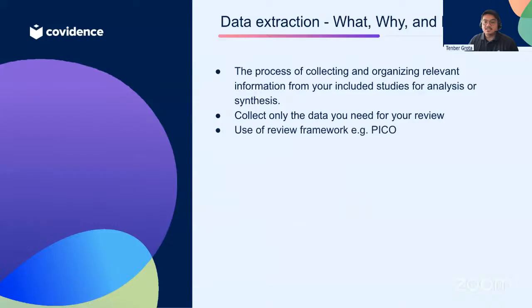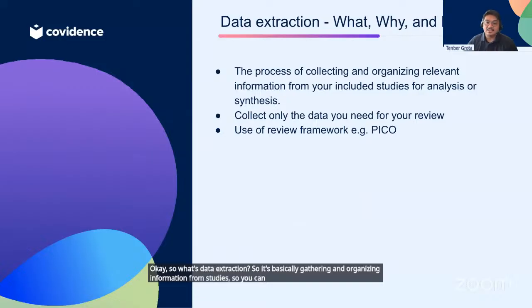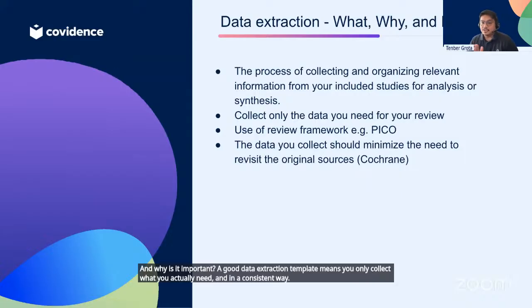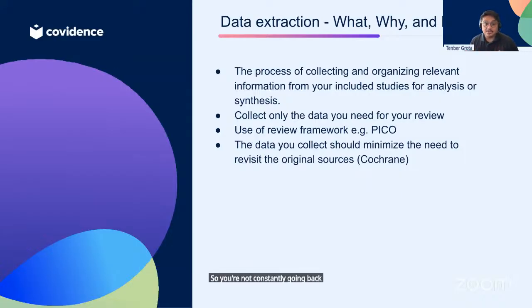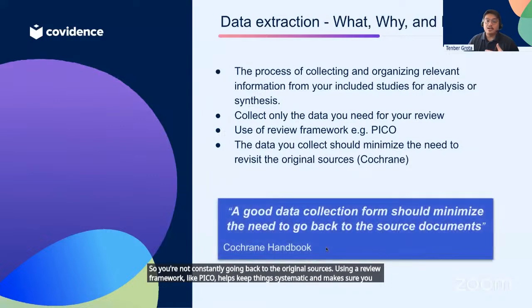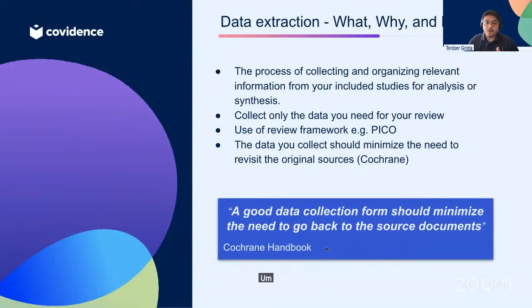Okay, so what's data extraction? So it's basically gathering and organizing information from studies so you can analyze it or pull together a narrative summary. And why is it important? A good data extraction template means you only collect what you actually need and in a consistent way. So you're not constantly going back to the original sources. Using a review framework like PICO helps keep things systematic and make sure you capture all the essentials.